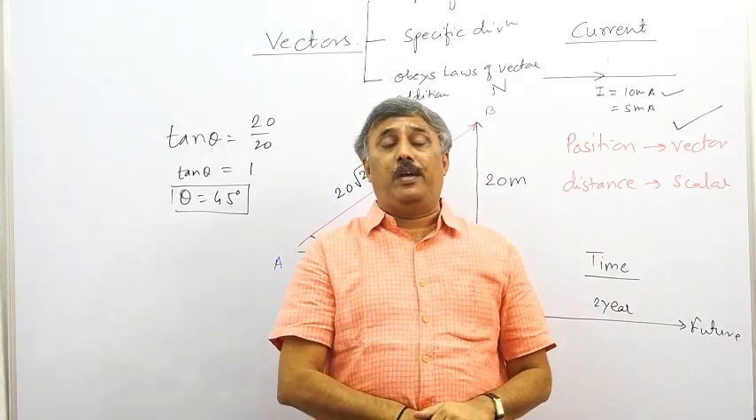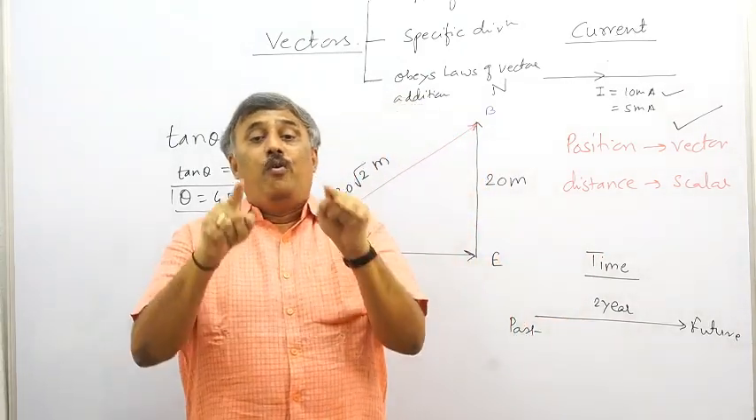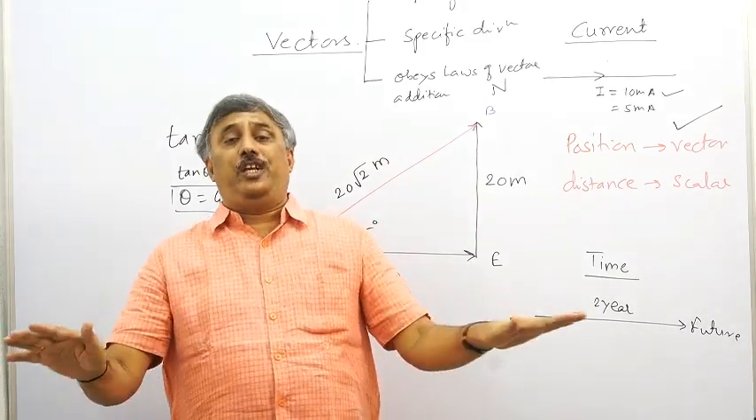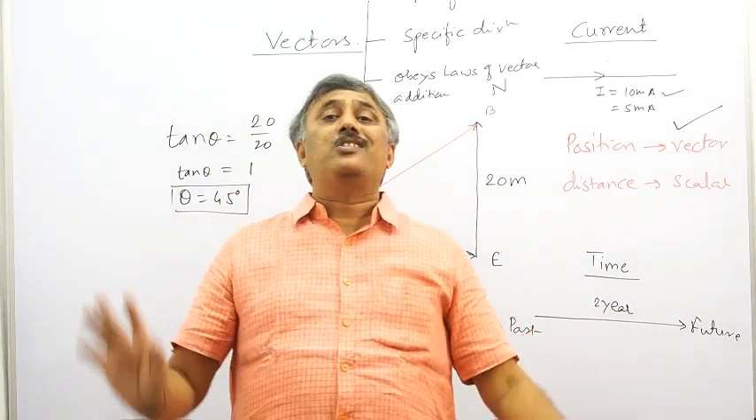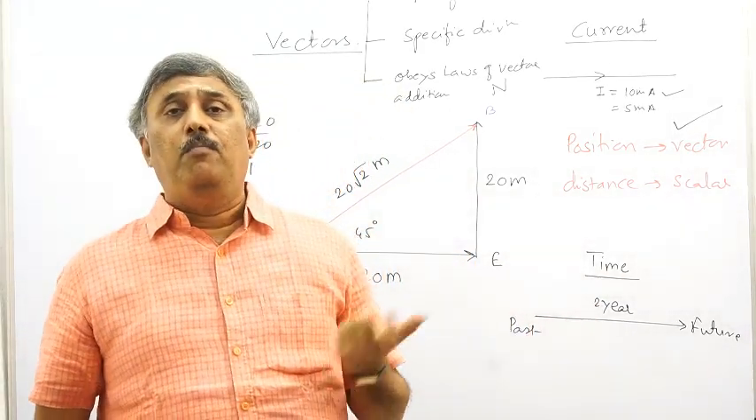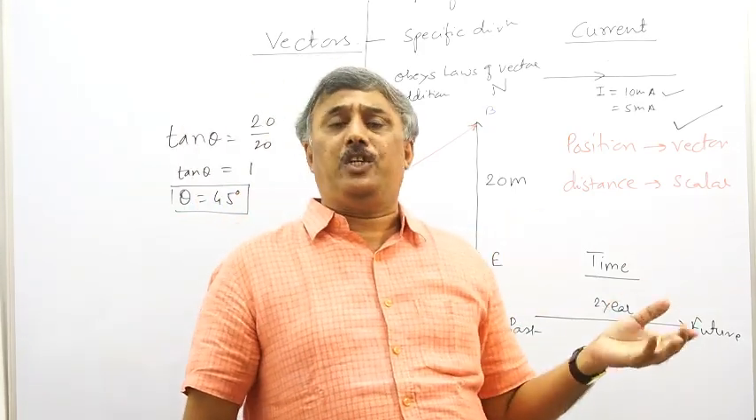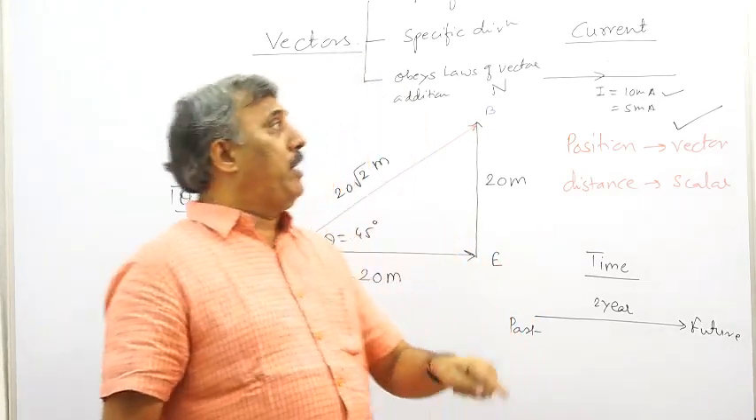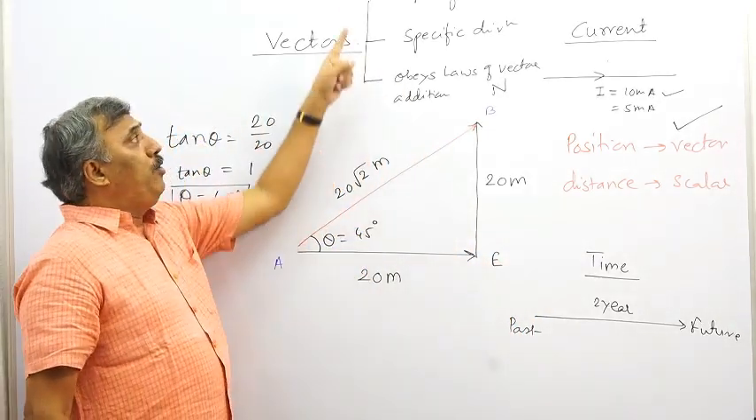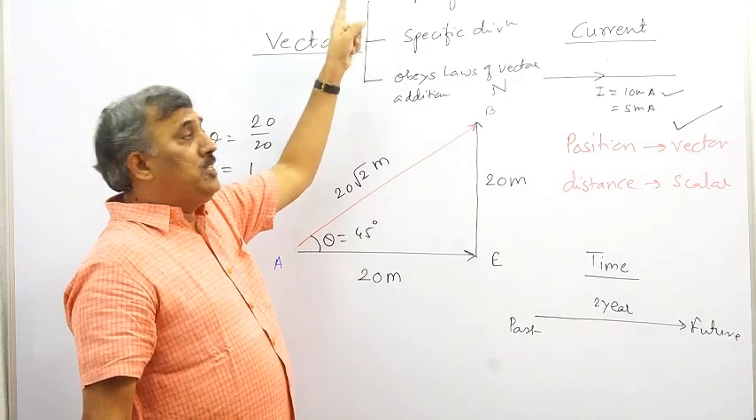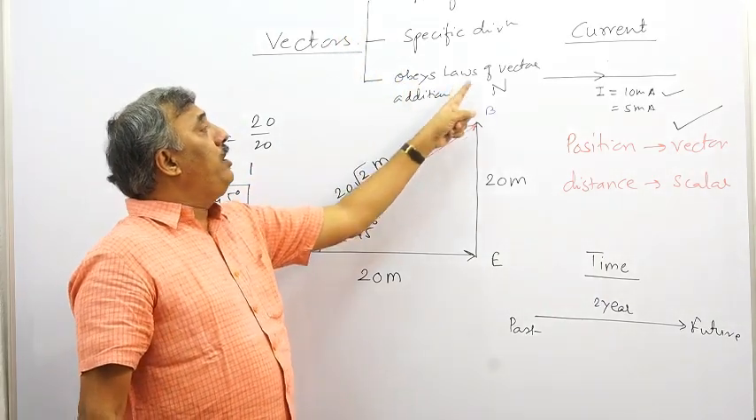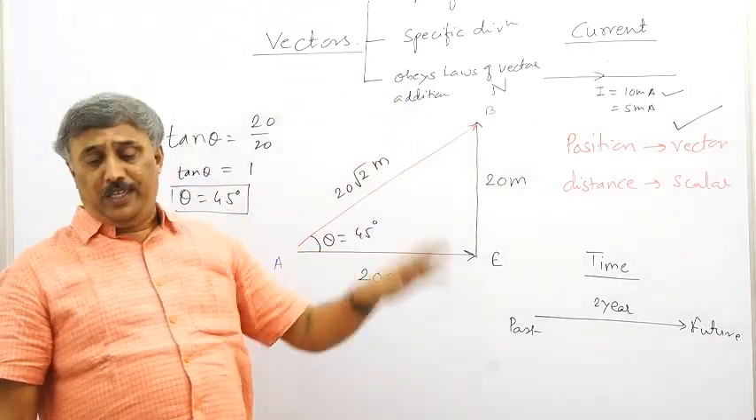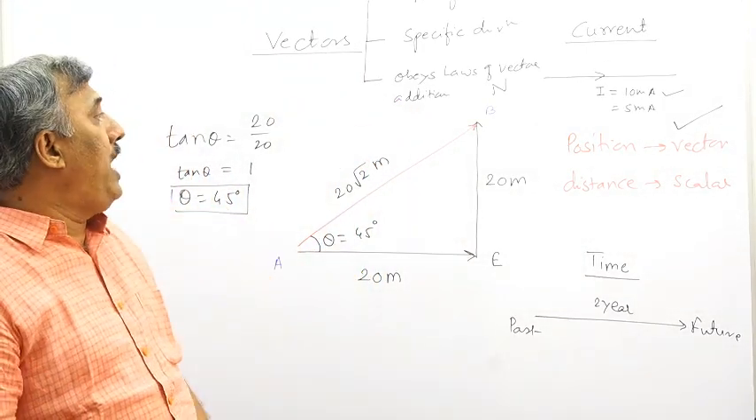A physical quantity which has magnitude only and no direction is called a scalar, that is the mass of the body. Mass has no direction, it has only magnitude, so it is a scalar. A vector is a physical quantity which has magnitude, specific direction, and it obeys laws of vector addition. Such physical quantities are known as vectors.